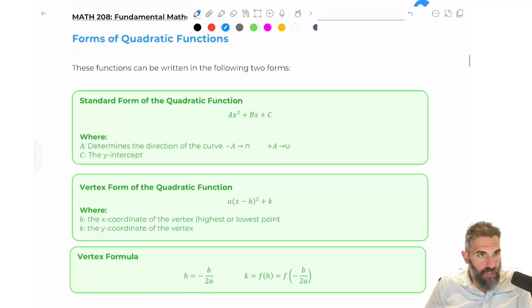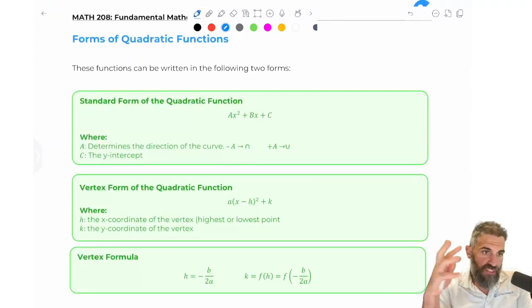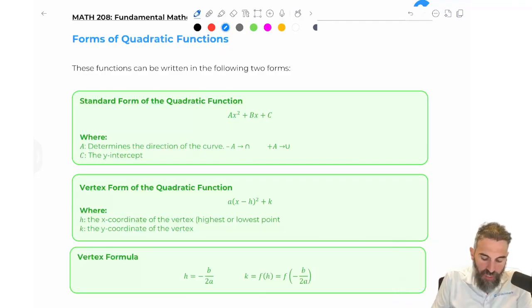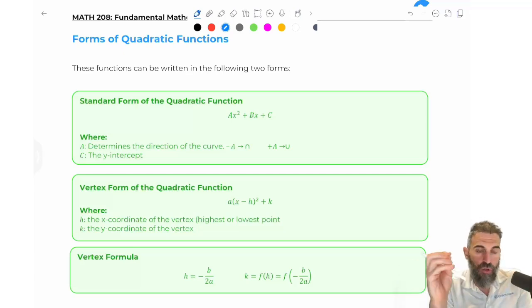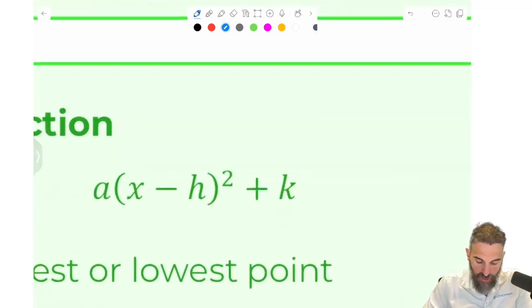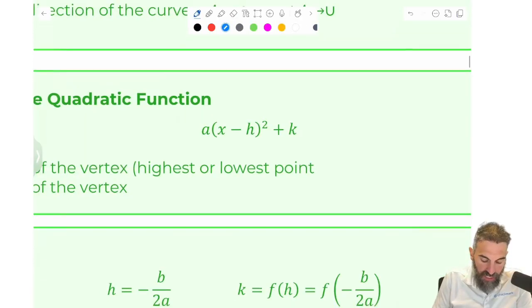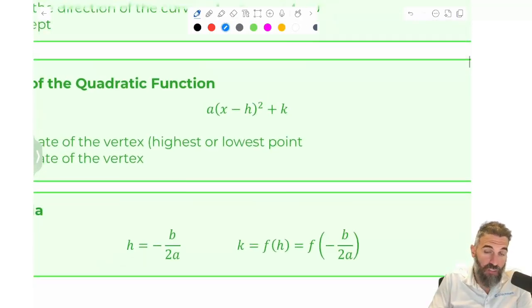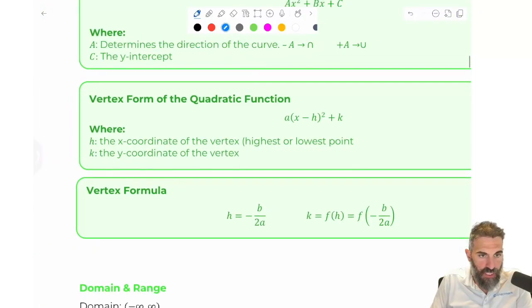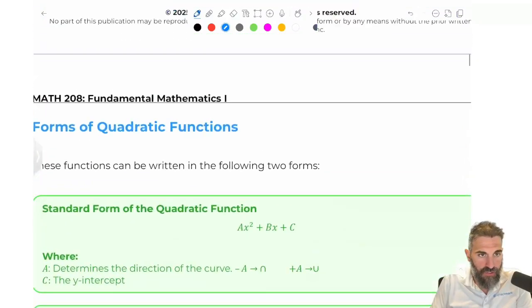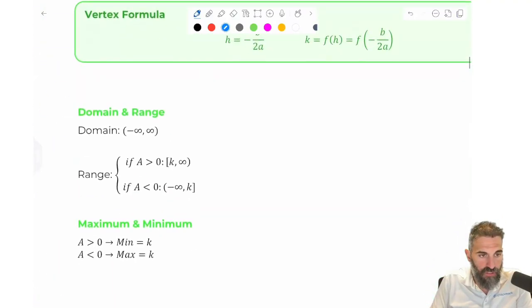Just like the linear equation, the quadratic equation has a standard form, which is very similar, right? ax squared plus bx plus c. Or it can have a vertex form where we see the vertex directly in the function. So you see here, this is the vertex form. You usually have an a here, that's your constant, and that's going to tell you whether your parabola is smiling or frowning, right?